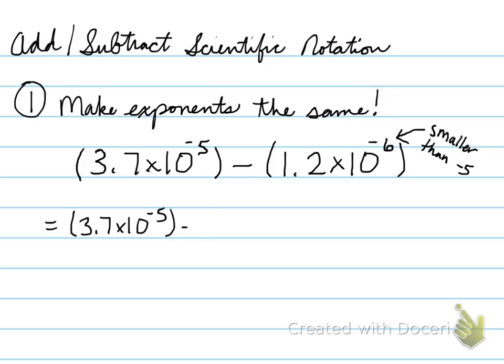So we'll leave the first part the same. And since we have to change the exponent on the second part to negative 5, we're changing it one larger, so we have to make the other number smaller. So we moved the decimal over one place because we changed the exponent by one number.